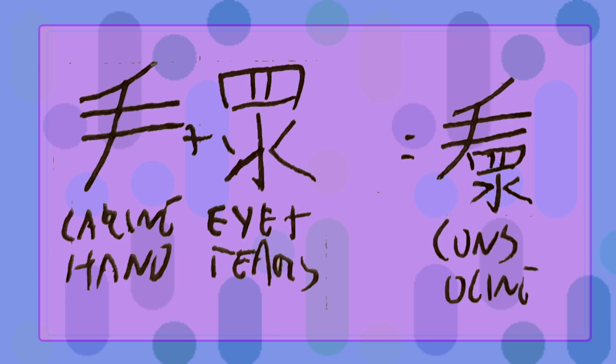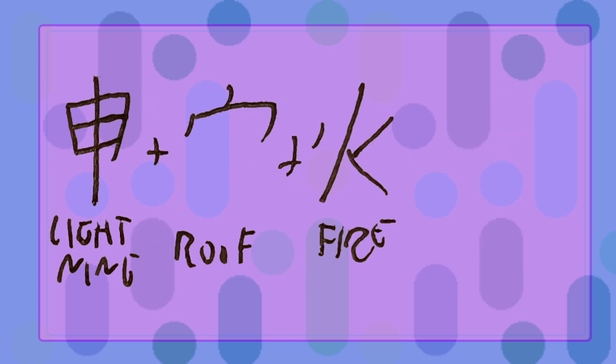While most characters are boring associated compounds, some form a larger picture and they're quite neat. There's one with a caring hand plus tears coming out of an eye. It's a hand wiping away tears. It means consoling. This one has lightning plus a roof plus fire. It depicts a roof on fire.